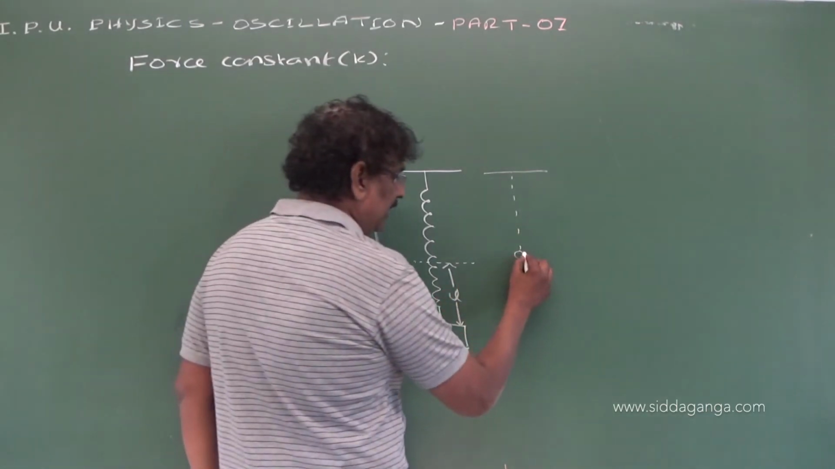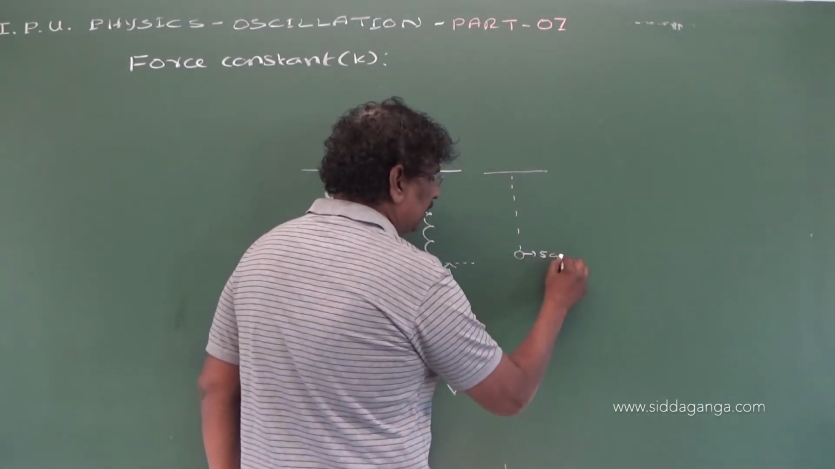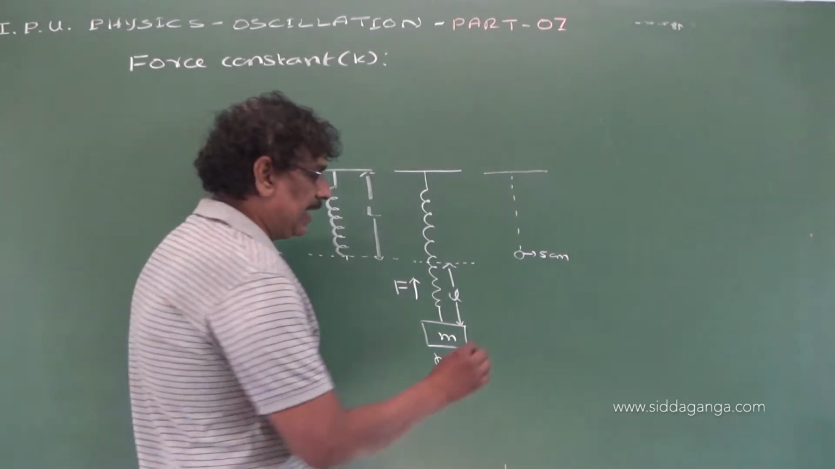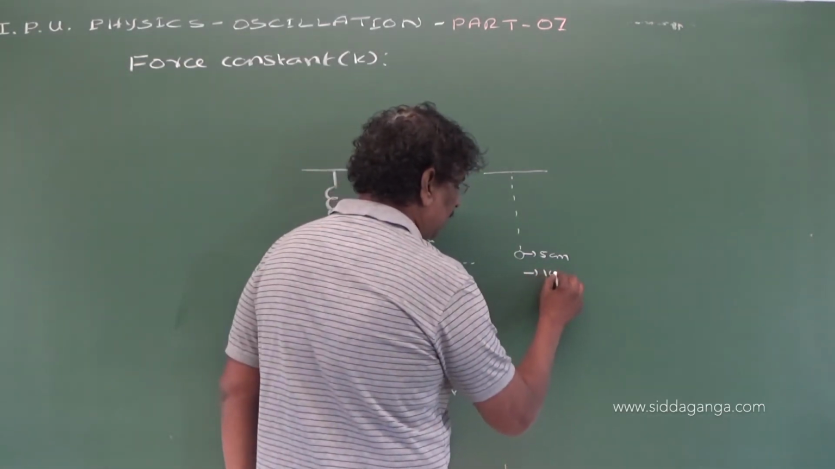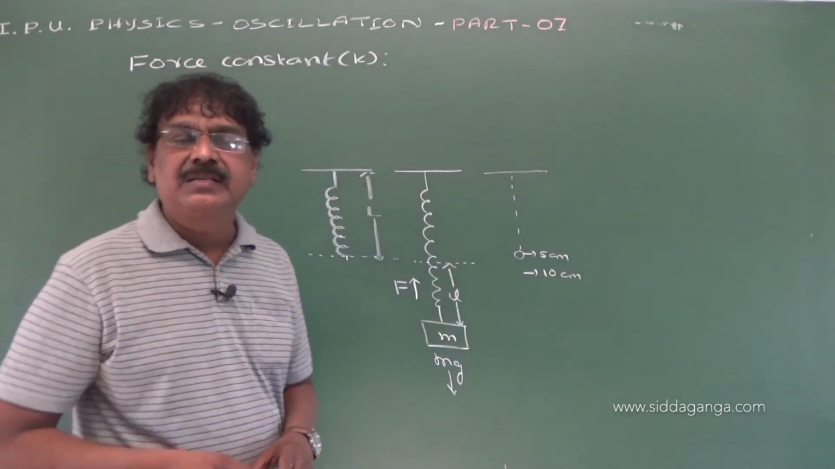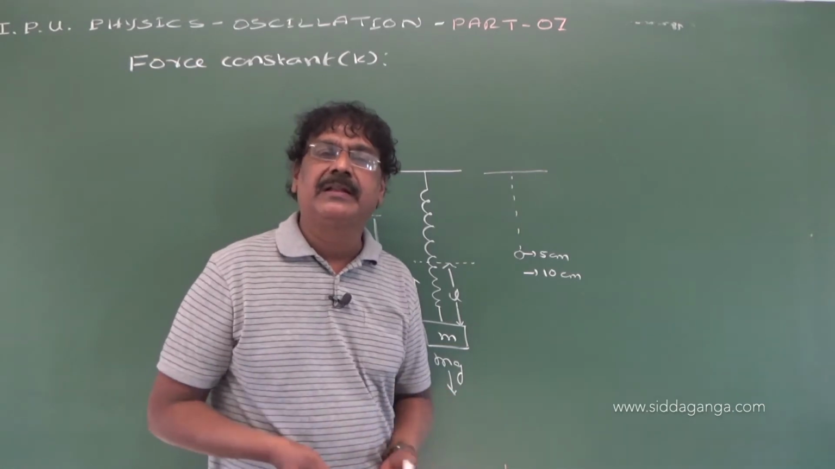Suppose it has to be displaced through a distance of 5 centimeter, say, and in the next case it is displaced through a distance of 10 centimeter. What is the difference in displacing it through 5 centimeter and 10 centimeter?